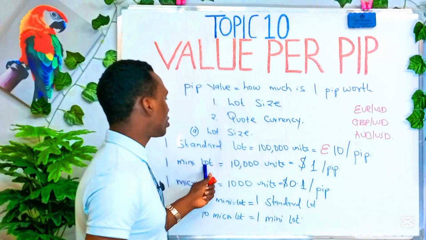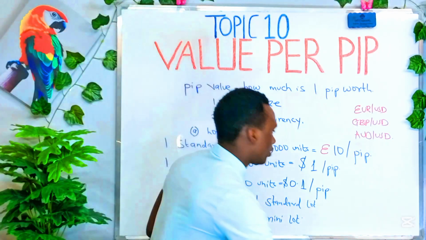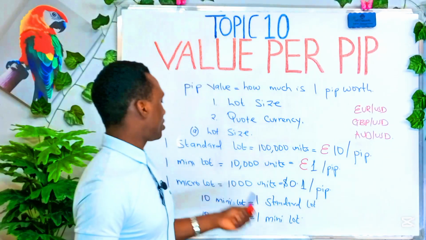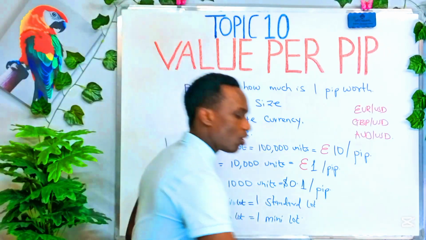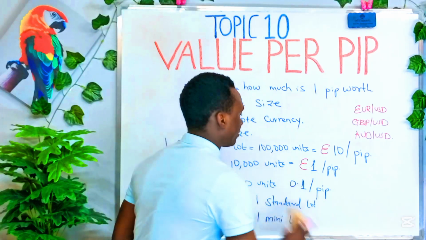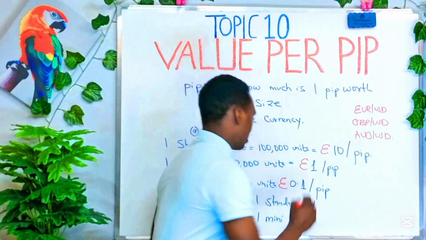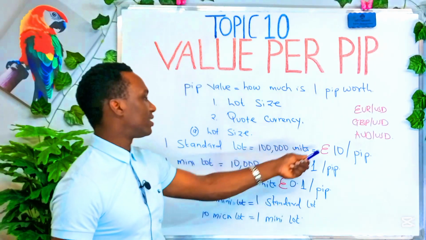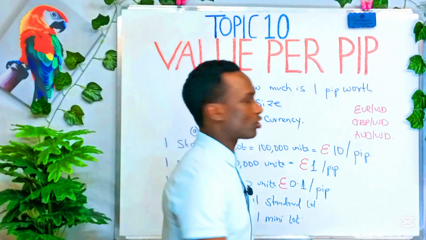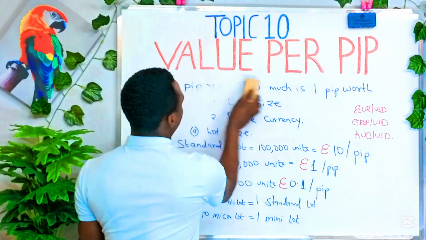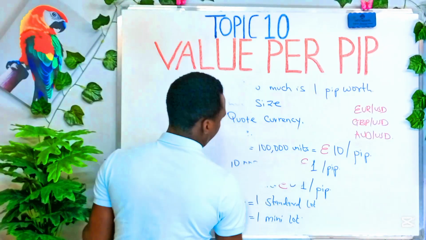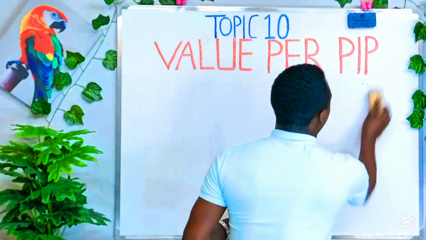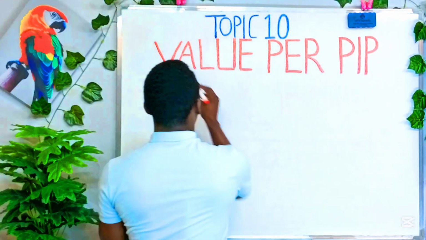What about one mini lot of 10,000 units? It will be 1 euro per pip. What about a micro lot worth 1,000 units? It will be 0.1 euros per pip. Good. If you're done with this, let us look at an example right away.